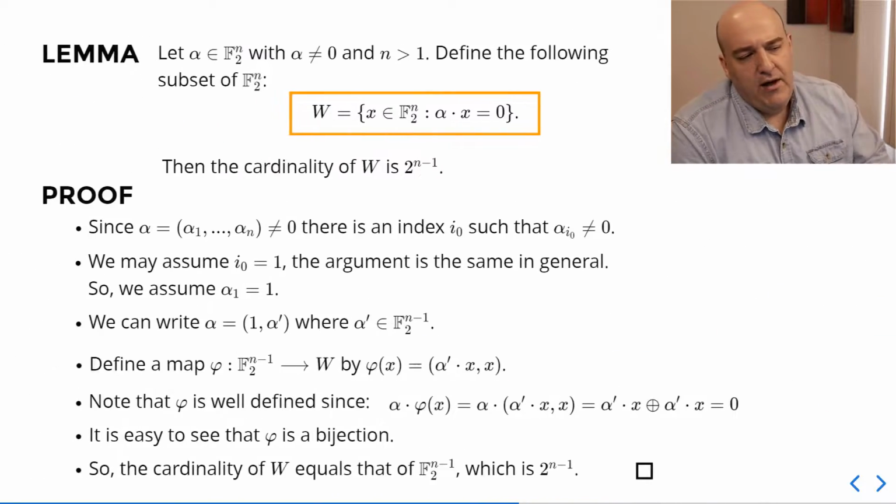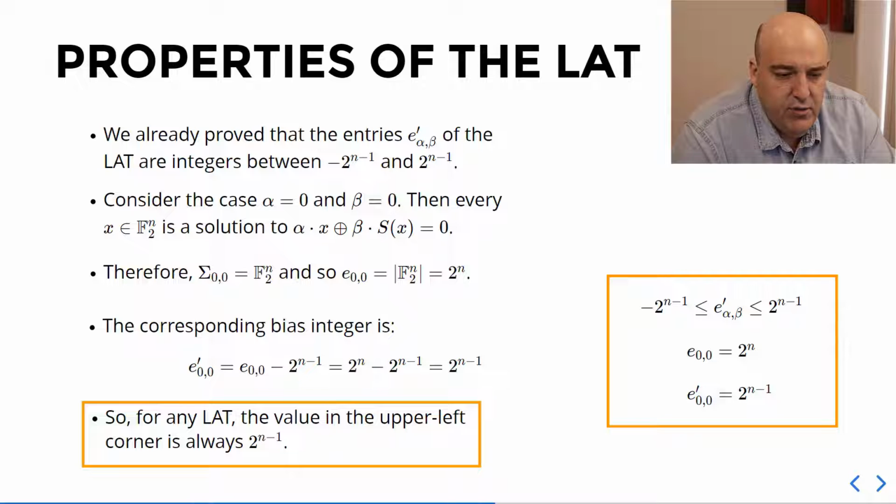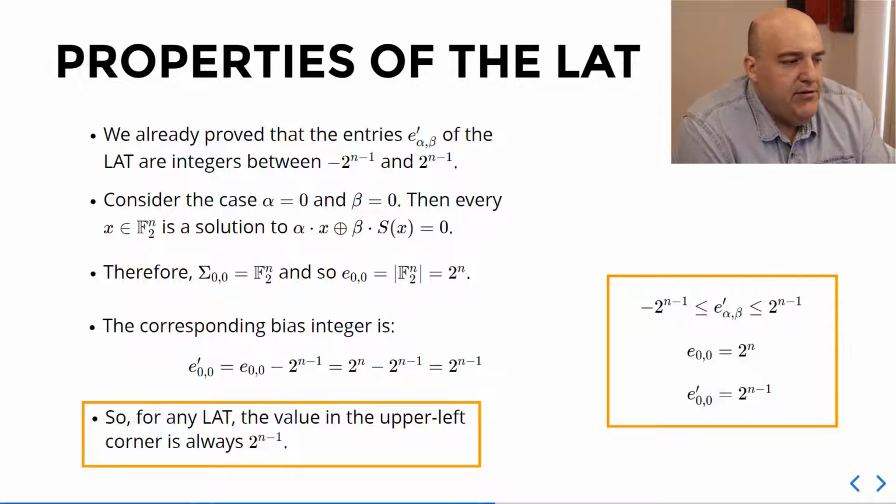We've already proven that the entries of the LAT, E prime alpha beta, lie between negative 2^(n−1) and 2^(n−1). And that's the topmost inequality I have here in the box on the right-hand side. So let's look at the case alpha equals 0 and beta equals 0. That corresponds to the entry in the upper left corner of the LAT. When alpha and beta are both 0, our main equation, alpha dot x plus beta dot S(x), just degenerates into 0 equals 0. And that means every element x in F_2^n is a solution to that equation. So our solution set, sigma 0,0, is in fact all of F_2^n. And therefore the cardinality of our solution set, E 0,0, is 2^n, as big as it can be.